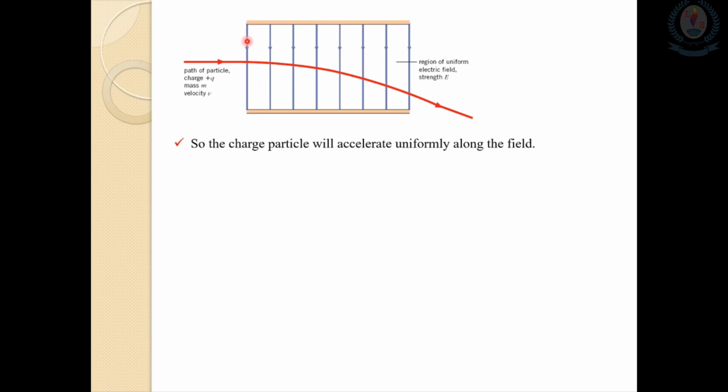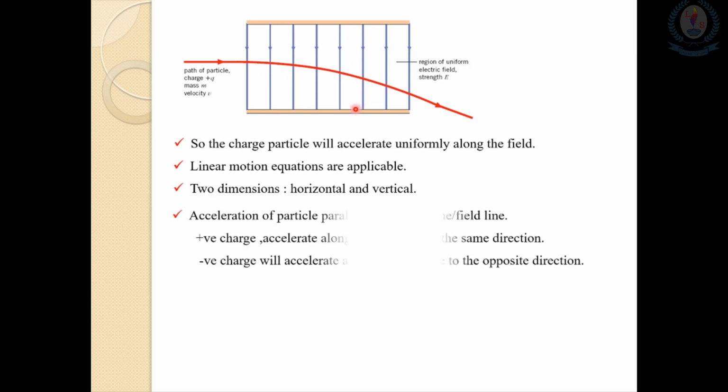But why is the electric field direction down? Because this is the positive plate and this is the negative plate. So as F equals EQ, the direction of the force will be the direction of the electric field E. So we can apply linear motion equations either vertically down or up, or horizontally. So the two dimensions in which we can apply the linear motion equations are the horizontal direction or the vertical direction.